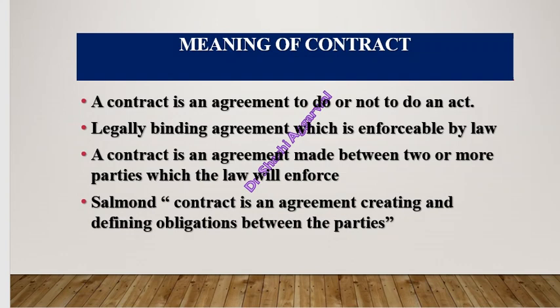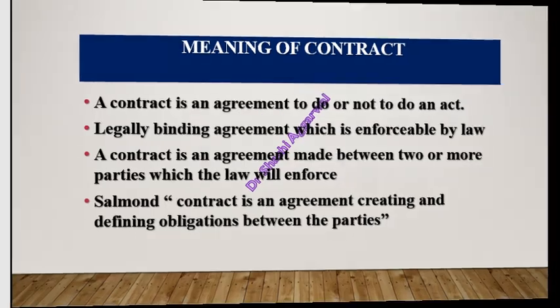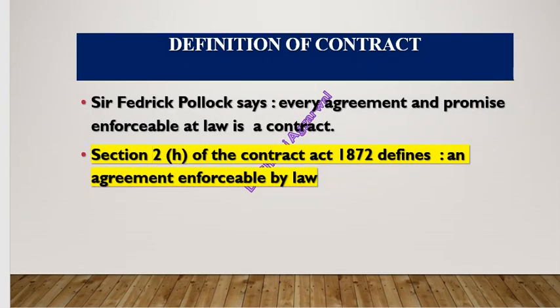Contract is an agreement which is made between two or more parties, which the law will enforce. According to Salmond, contract is an agreement creating and defining obligations between the parties. Frederick Pollock says every agreement and promise enforceable at law is a contract. Section 2(h) of the Contract Act 1872 defines a contract as an agreement which is enforceable by law. So, contract means an agreement, and the second thing is it should be legally enforceable by law.